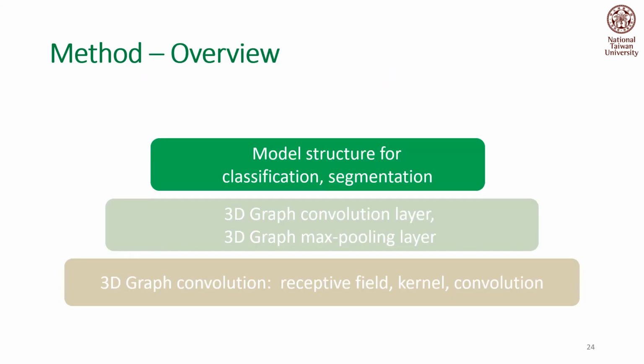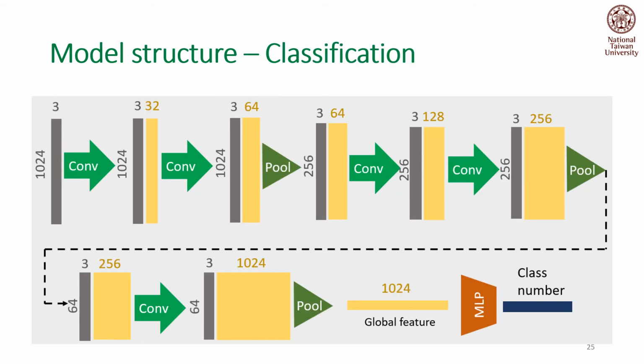With 3D graph convolution layer and 3D graph max pooling layer, we now can construct model structures for various tasks. To construct a model for classification task, we stack several convolution and max pooling layers in the model, generating a global feature, which is a 1024-dimensional vector, and it can be classified with multi-layer perceptron, generating the final prediction.